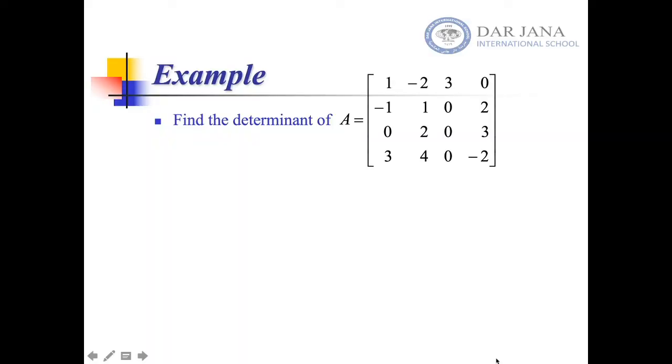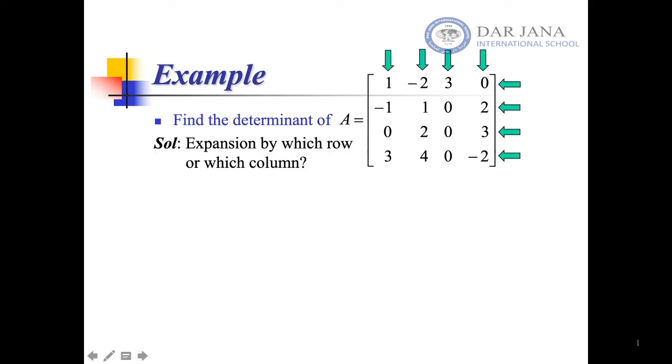Our next example is finding the determinant of a 4 by 4 matrix. So the solution is we need to specify a row or a column in which we're going to expand. Expansion by which row or which column? Which row should I use, or which column should I use? The trick here is that we need to select the row or column with the most zeros.